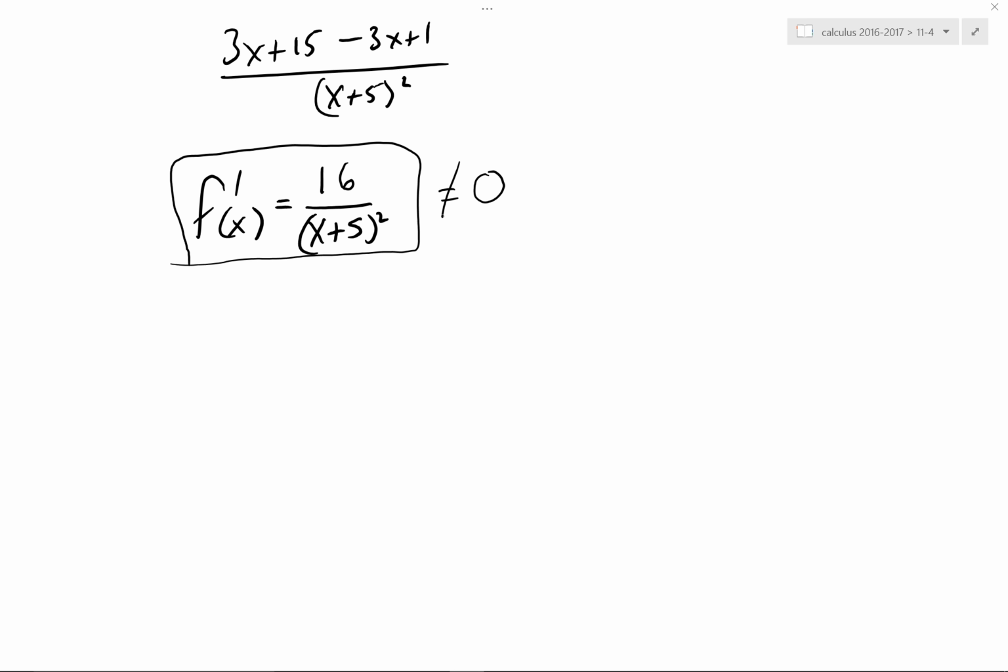The top's positive, is it not? Look at the bottom. The bottom is always positive or always negative? Always positive because it's squared. So this is, in fact, always positive, isn't it? If it's always positive, what does that mean about my original function? Is it always increasing or always decreasing? It's always going uphill because the slopes are always positive. That seems interesting.